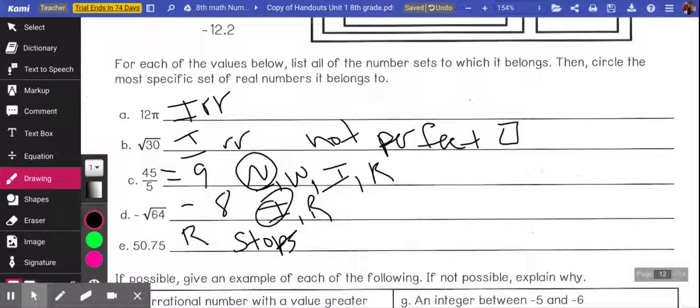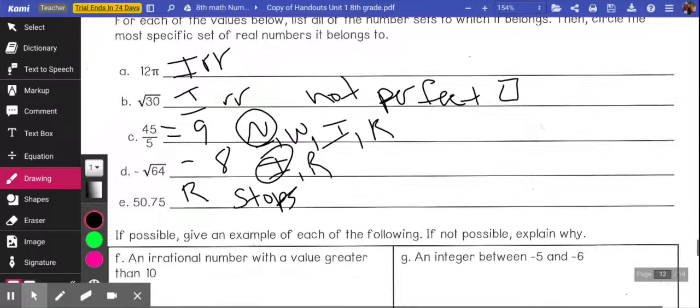You see pi, you know it's irrational. This is not a perfect square. The third one equals 9, so it's all of them. This one, it's -8, so it starts at integer. And then the last one is a decimal that stops, so it's rational.